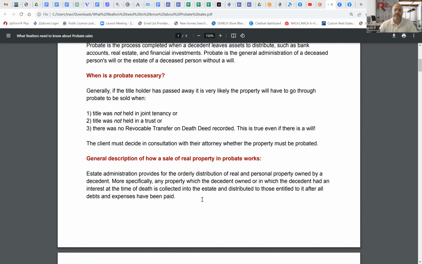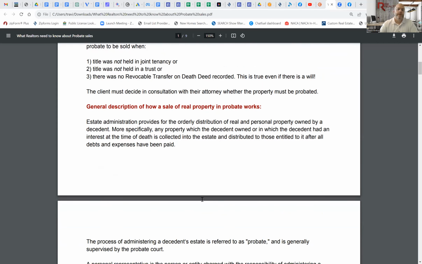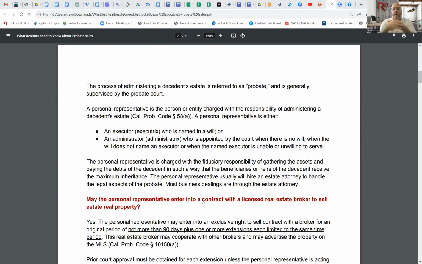So, a general description of how a sale of real property in probate works. Let's look at what happens here. The estate administration provides for the orderly distribution of real and personal property owned by a descendant. More specifically, any property which the descendant owned or in which the descendant had an interest at the time of death is collected into the estate and distributed to those entitled to it after all debts and expenses have been paid. The process of administering a descendant's estate is referred to as probate and is generally supervised by the probate court.